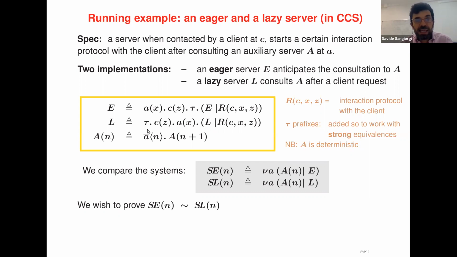In the lazy server, instead, the order between the client request and the interrogation of the server is swapped. So the lazy server first waits for a client request before interrogating the auxiliary server. So you see that the servers are recursive, so they have recursive calls. I have added some taus here just because I want the example to work under a strong semantics. These taus, in a weak semantics, could be thrown away.